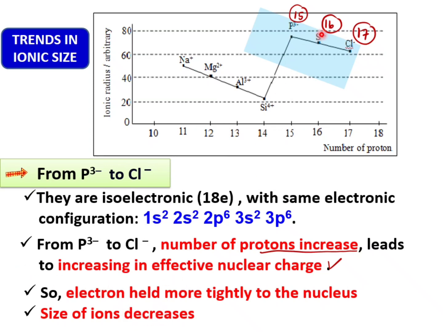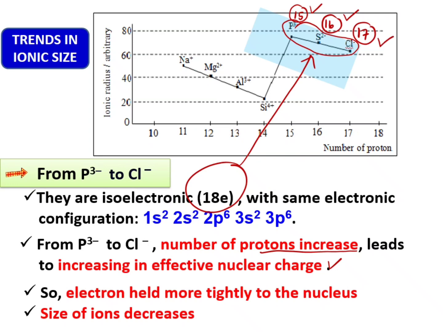So sebab tu chlorine lebih kuat berbanding sulfur and phosphorus. Sebab apa? Sebab dalam nukleus chlorine bilangan proton adalah 17, sedangkan dalam nukleus phosphorus cuma ada 15, dalam sulfur cuma ada 16, dalam chlorine cuma ada 17.